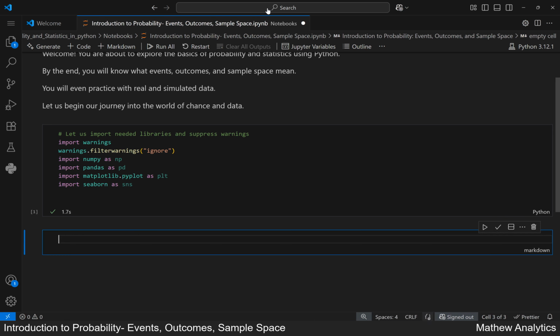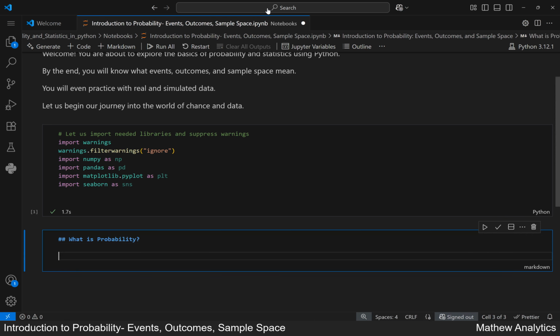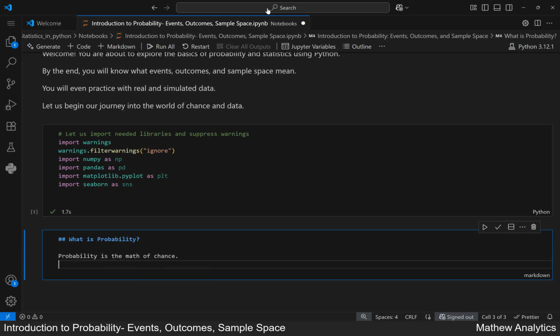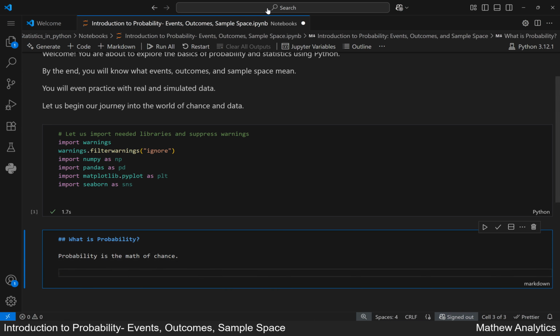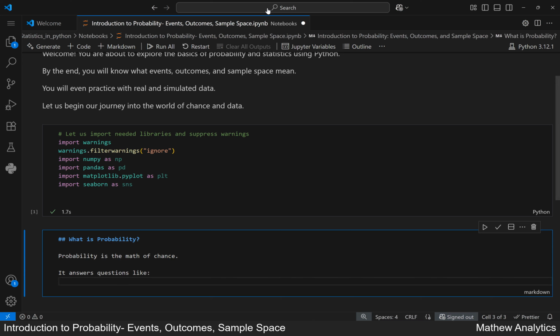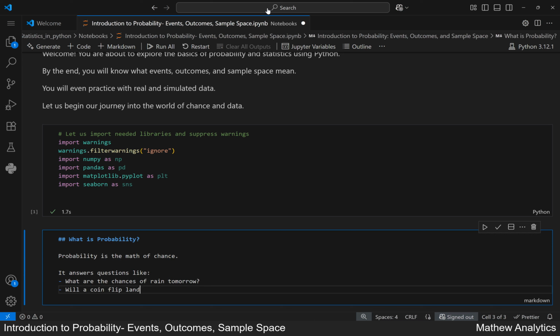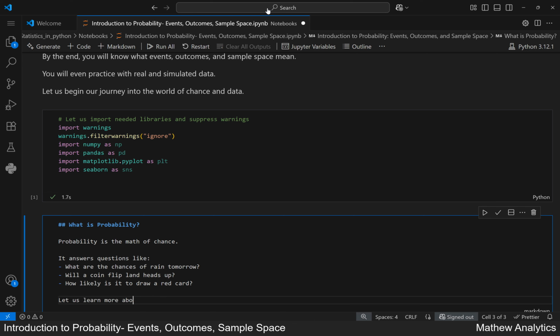What is probability? Probability is the math of chance. It answers questions like, what are the chances of rain tomorrow? Will a coin flip land heads up? How likely is it to draw a red card? Let us learn more about the building blocks of probability. Running the cell now.